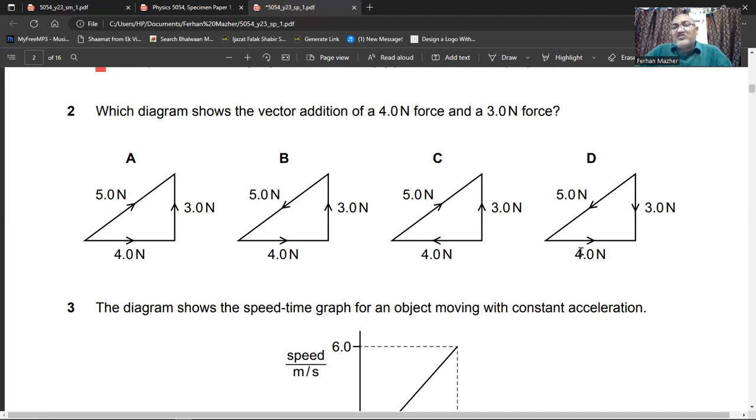Here in the D, it's totally wrong because you see the 4 and 3, which are to be added by triangular law. He has put them in such a way that their heads are joined with each other. That is wrong. Addition is not done like this.